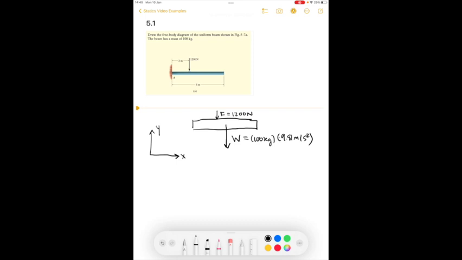And then we see that there is one connection, and it's a fixed connection. So we know that a fixed connection can have forces in either axis, so I'll call that AX and AY, and it can also have a moment, and I'll call that MA. And so this would be our free body diagram for this system. And using the information we have, we would then have to solve for AX, AY, and the moment.